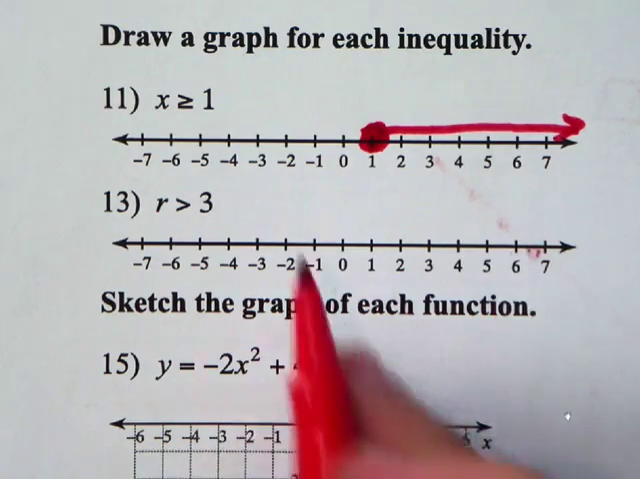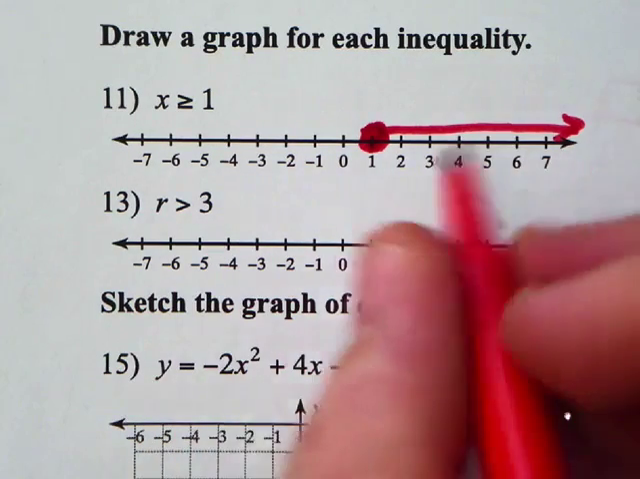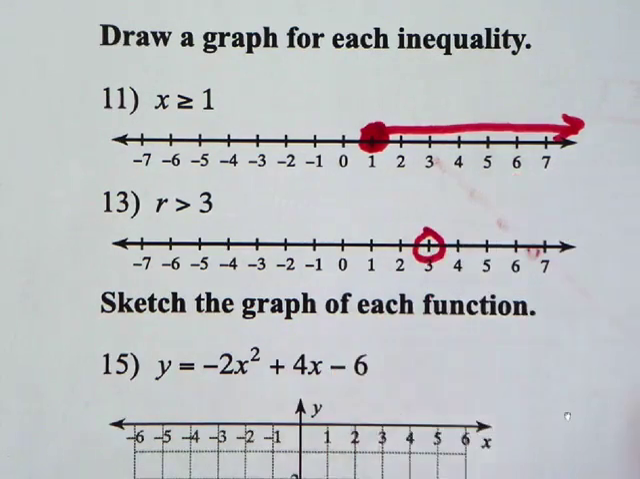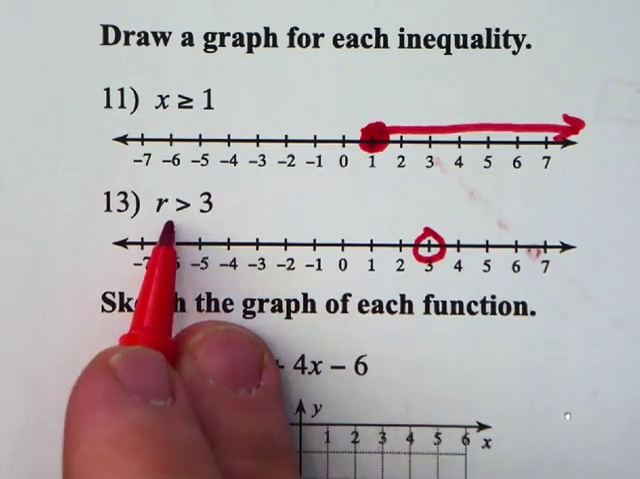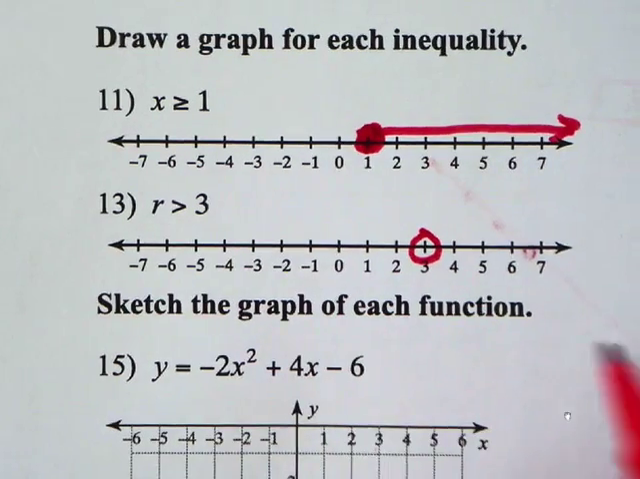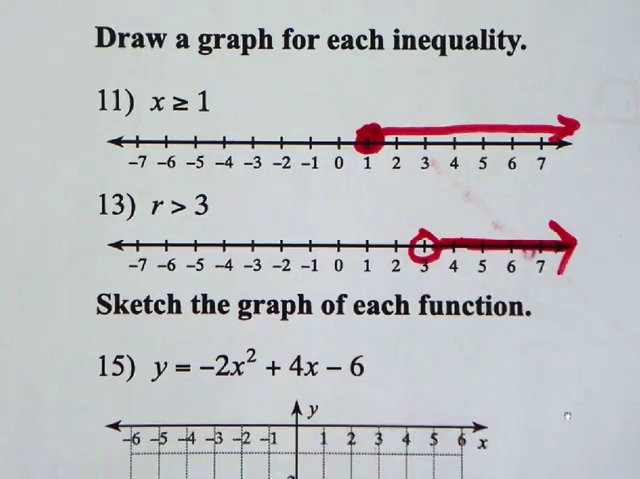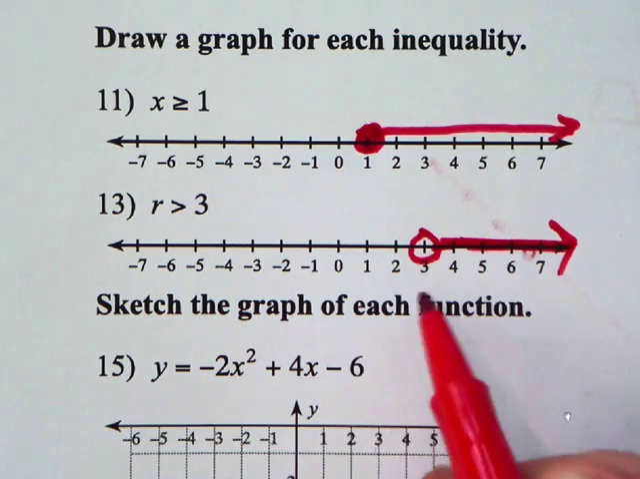Okay? So right below it, r is greater than 3. It's a hollow circle because it's greater than but not equal to, so it's not included. And then we're going to draw our arrow. Greater than means it covers all the numbers bigger.